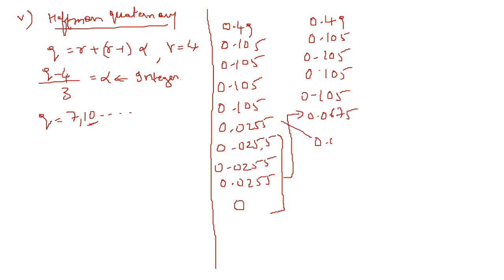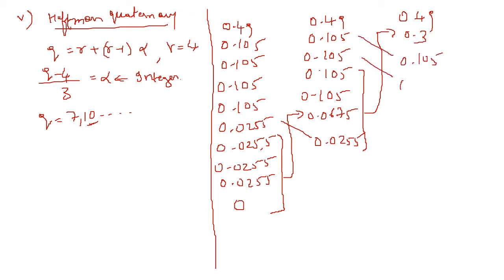0.0255. Again add the last four symbol values, and you are going to get the value 0.3. So 0.49, the next value will be 0.3, and you are going to shift the value 0.105 here and 0.105 here. Next we are going to put the quaternary code with the set of 3, 2, 1, and 0. So 3, 2, 1, 0, we'll move back.